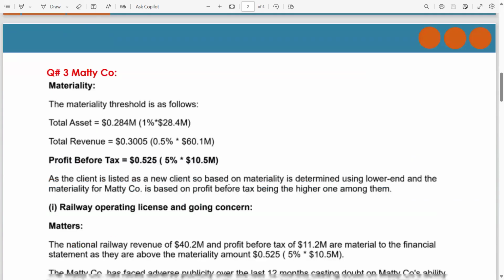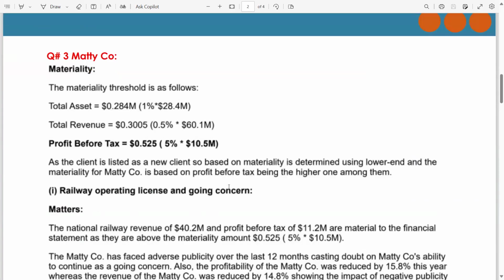Now, Matty Company materiality. Look, this is what I am talking about. The materiality threshold is as follows. In this question, there are three thresholds given by the examiner: total assets, revenue, and PBT. So with these thresholds, it's difficult to pick the materiality. This is why I am following the previous past paper question approach. Total assets: first, you have to calculate the materiality on total assets at 1%. We all know total assets materiality determination is 1 to 2%, so use the lower end.